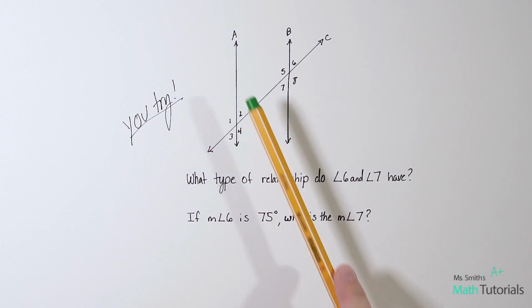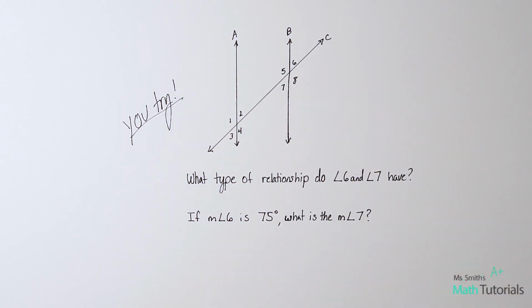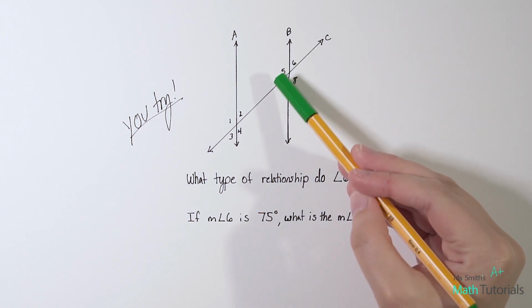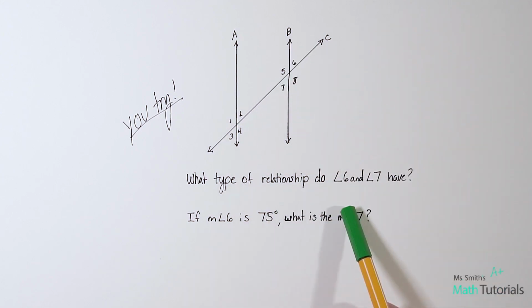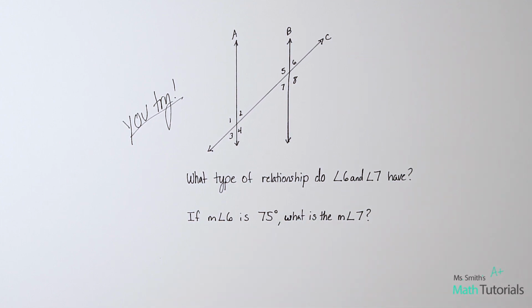So I've given you a picture here. Notice you've got 2 parallel lines and you've got a transversal cutting through them. What type of relationship do angle 6 and angle 7 have? So angle 6 is up here, angle 7's down here. So what would we call that type of relationship? And then answer this question. If the measure of angle 6 was 75 degrees, what is the measure of angle 7?